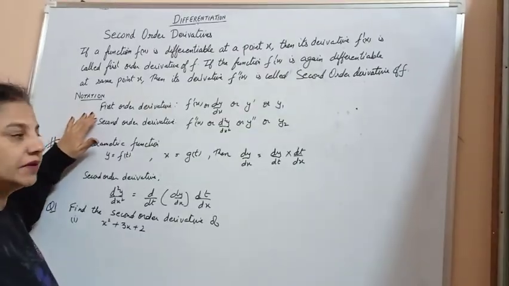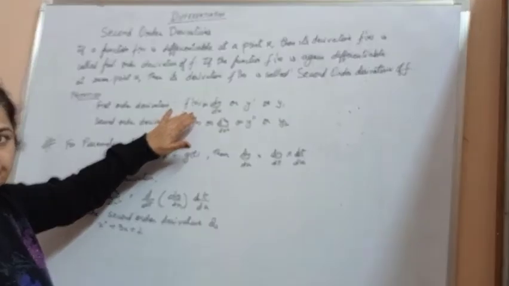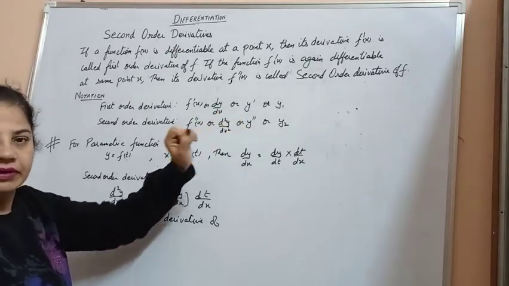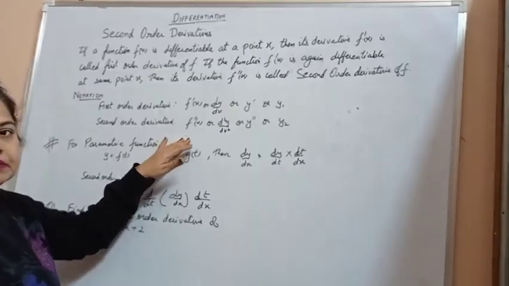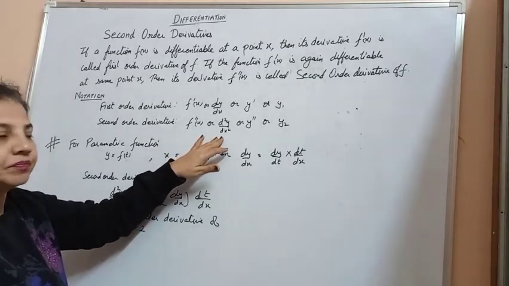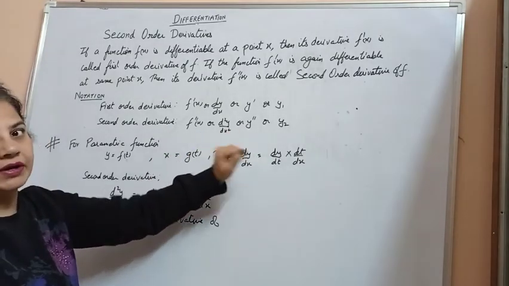Notation for first order derivative: it is represented as f dash x or dy by dx or y dash or y1. The second order derivative is represented as f double dash x or d square y by dx square or y double dash or y2.